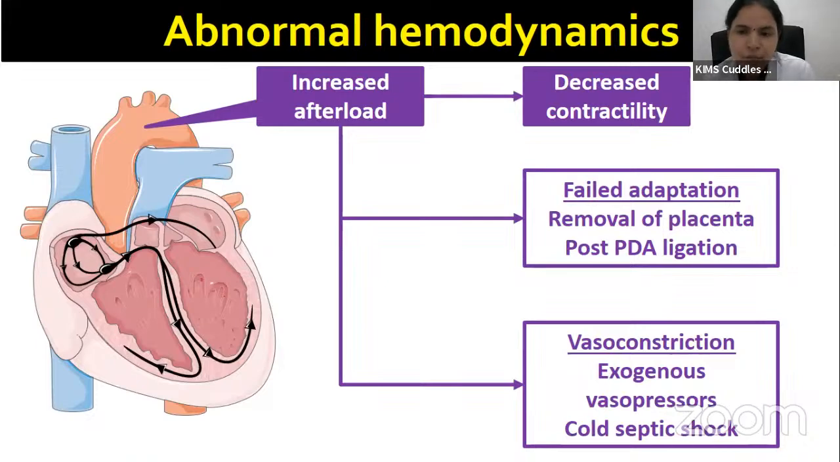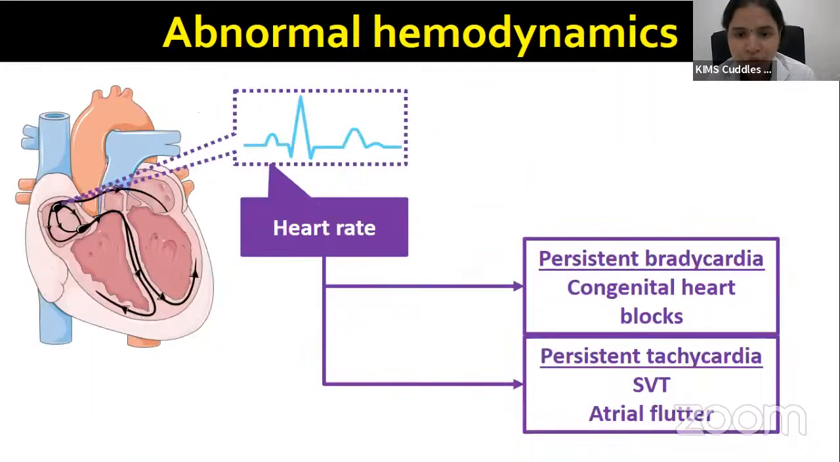Increased afterload leading to decreased contractility can sometimes be seen in ELBW babies with failed adaptation in the first 24 hours, when there is a sudden removal of the placenta, which was the low resistance circuit, and this is replaced by the high resistance systemic vessels, and post-PDA ligation, or with the excessive use of exogenous vasopressors, or in the cold phase of septic shock.